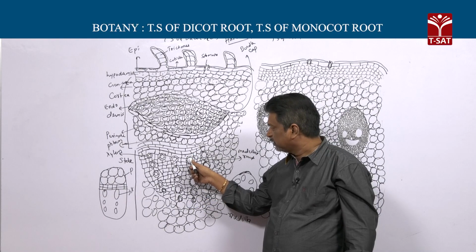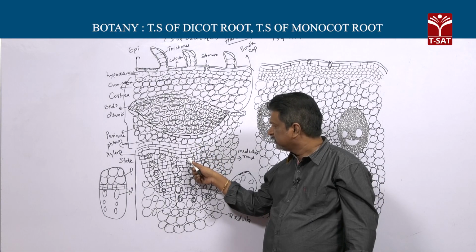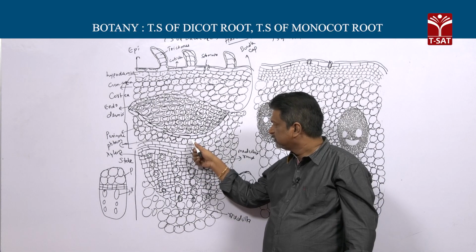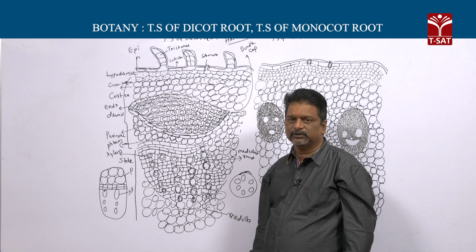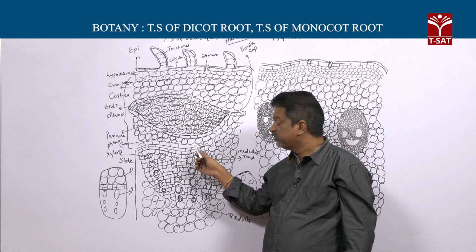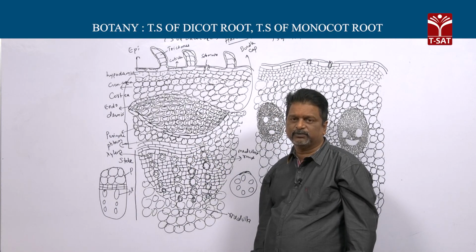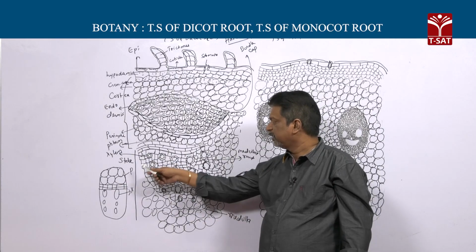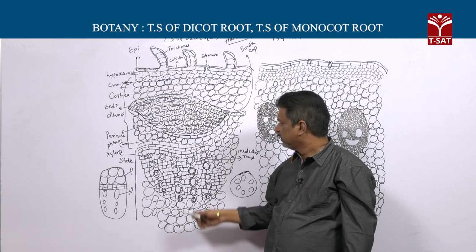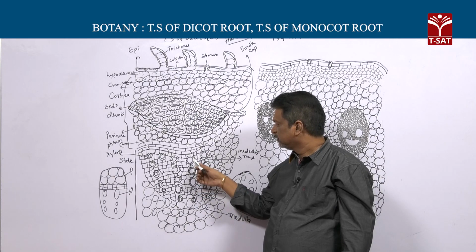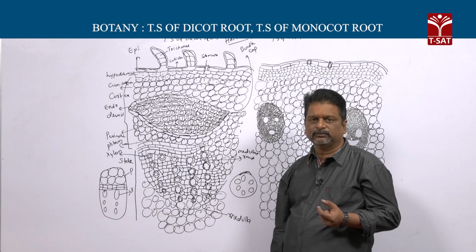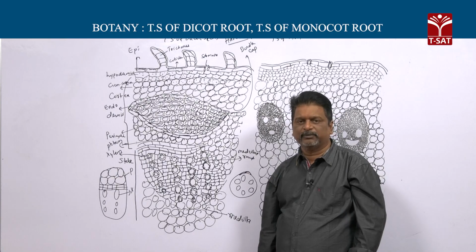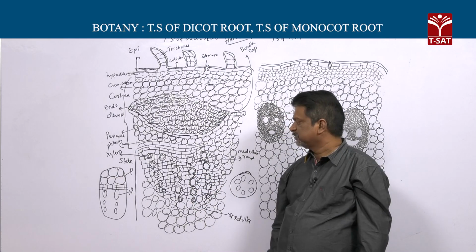Then in vascular bundles, this is phloem and this is xylem. In the dicot stem, the phloem contains sieve tubes and companion cells, even phloem parenchyma. Generally, secondary phloem contains phloem fibers, absent in primary phloem. In the same way, xylem shows tracheids, vessels, even xylem parenchyma and xylem fibers.